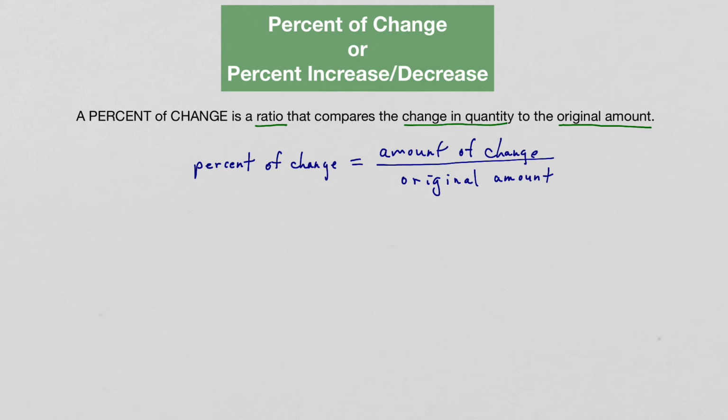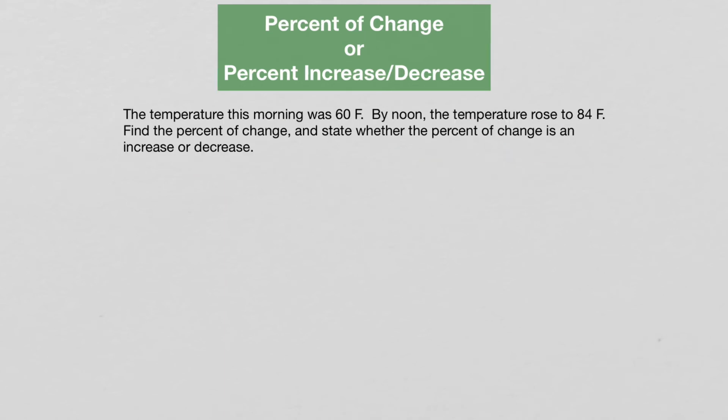Okay, so let's follow that up with a couple examples. In this problem, this is something you can relate to. The temperature this morning, for example, was 60 degrees Fahrenheit. By noon, the temperature rose to 84 degrees Fahrenheit. We're to find the percent of change and then state whether the percent of change is an increase or a decrease. So this word problem has two parts.